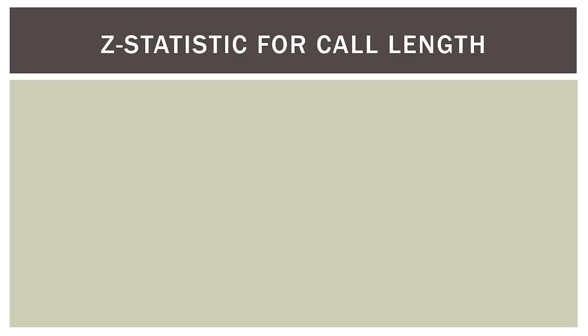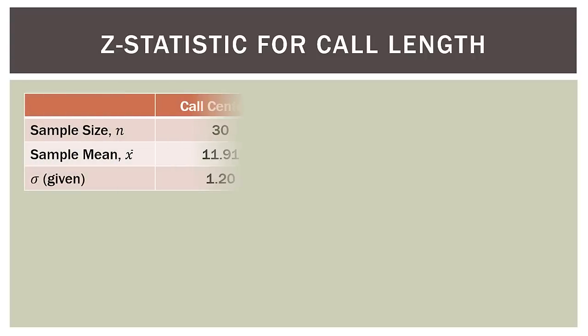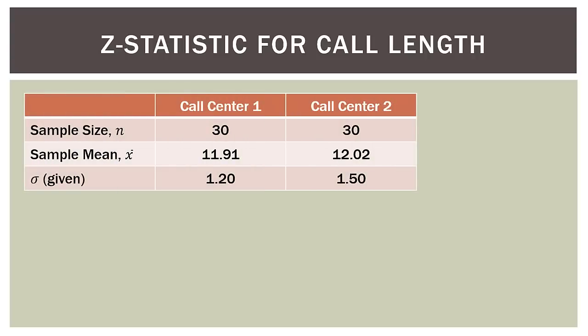The next thing to do, obviously, is to calculate our z-statistic, or our test statistic. So here is our information. And again, all this is just given to us as part of the problem. We didn't actually do the sampling or anything, it's just a given. Both sample sizes were 30. The sample mean for call center 1 was 11.91 minutes. The sample mean for call center 2 was 12.02 minutes. And the population standard deviation, or the sigma, for call center 1 is 1.2 minutes, and for call center 2, it's 1.5 minutes.